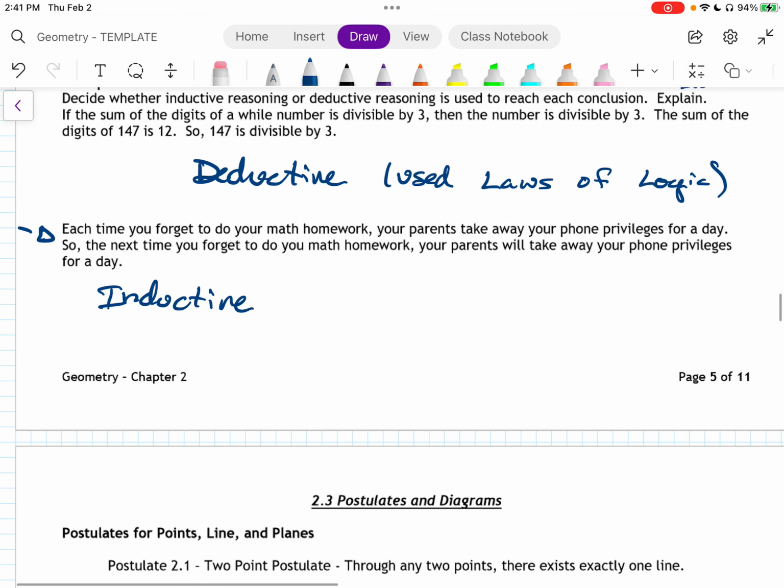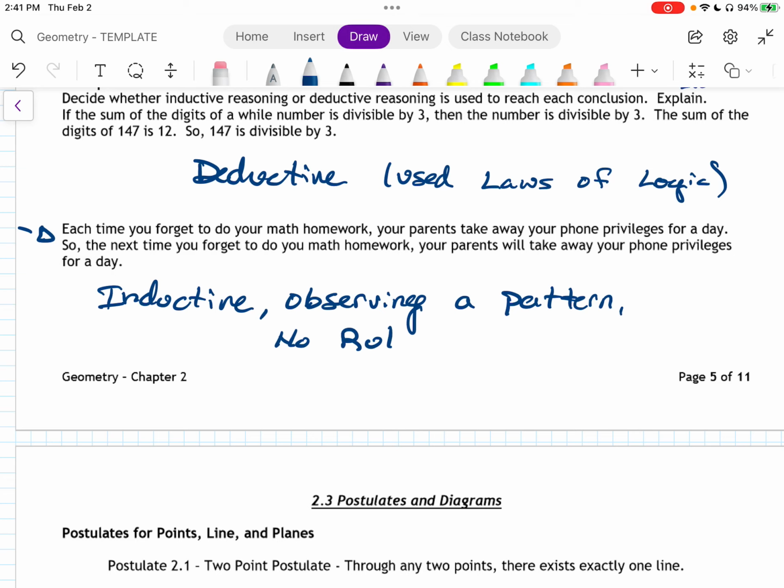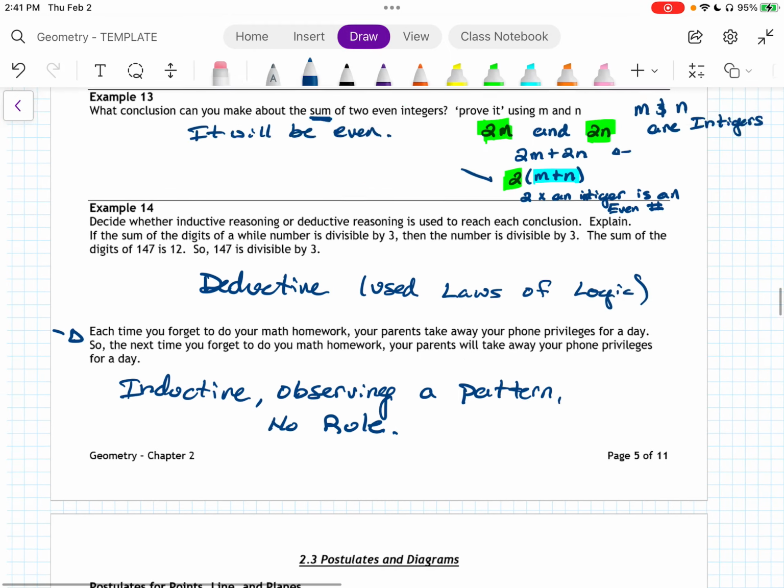Because based off what is given, we're just observing a pattern. No rule, right? There's no rule listed. We're just observing a pattern. All right, there we are.